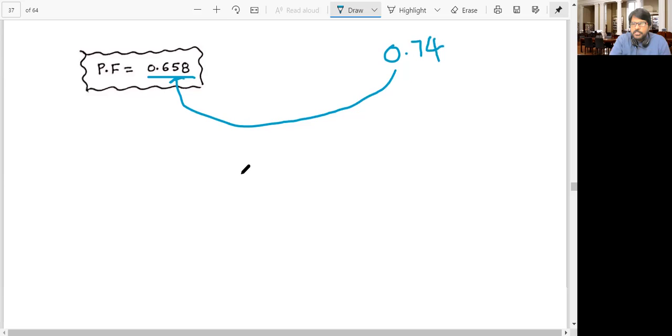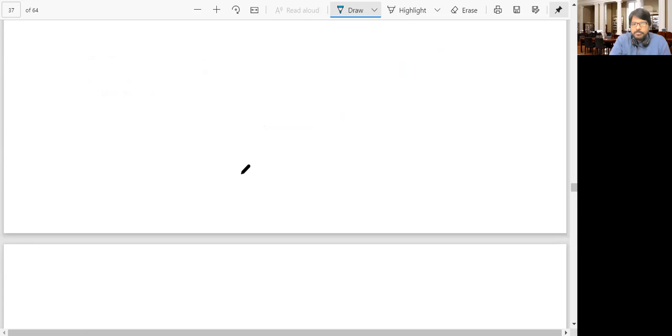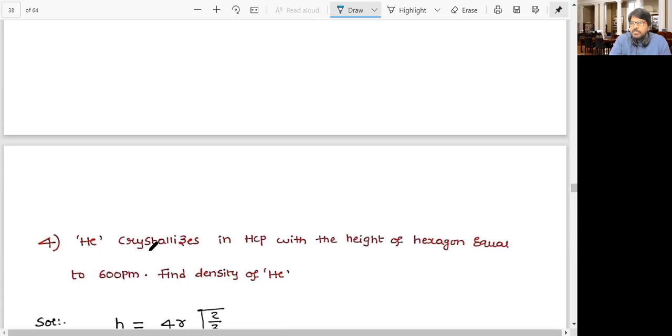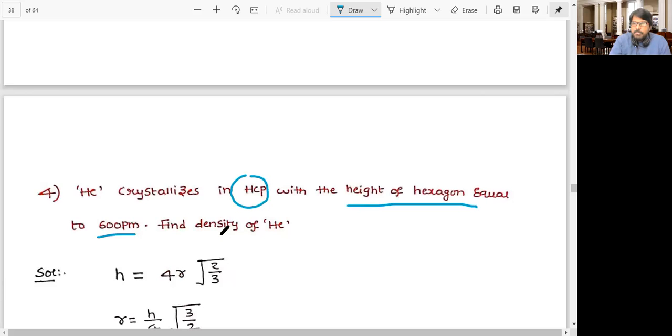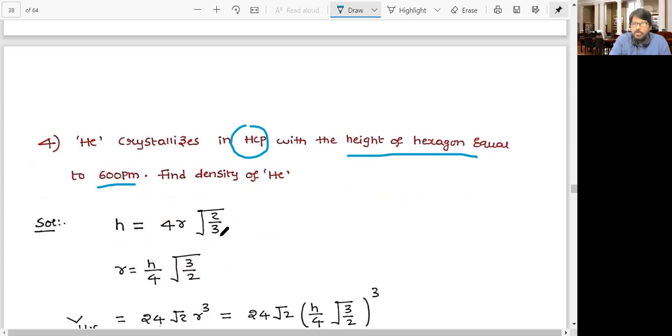0.658, right? Let us move on to the next question. Here, helium is actually a noble gas at room temperature, but we are talking about solid helium. So helium crystallizes in HCP with the height of the hexagon equal to 600 picometers. In the graphite question, he gave h by 2; in this question, he directly gave h. Find the density. Only the same model, for the sake of practice.